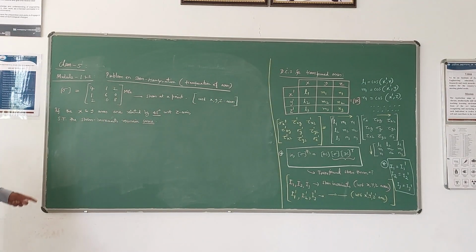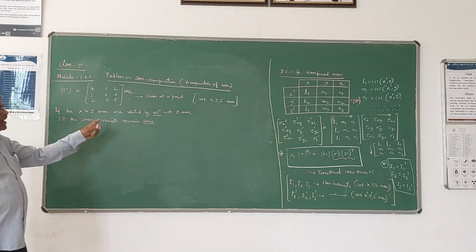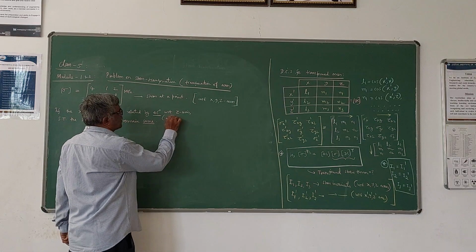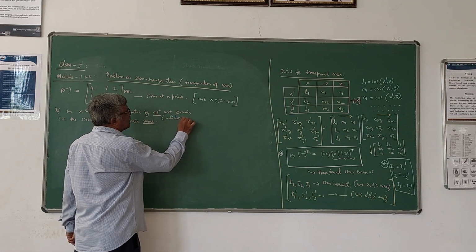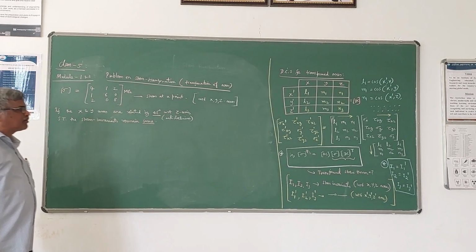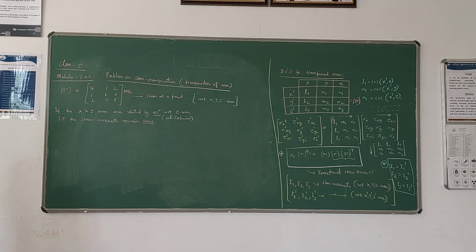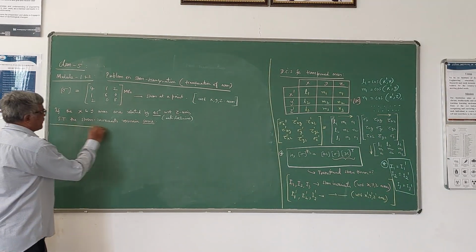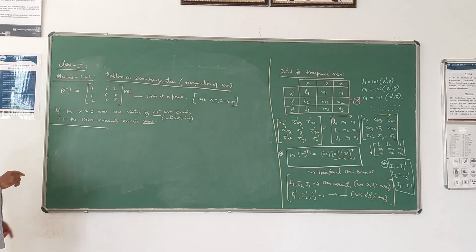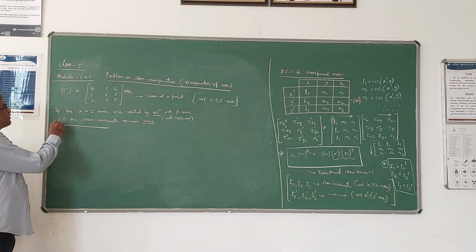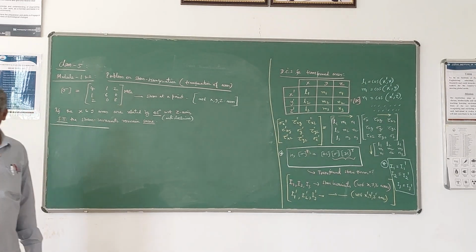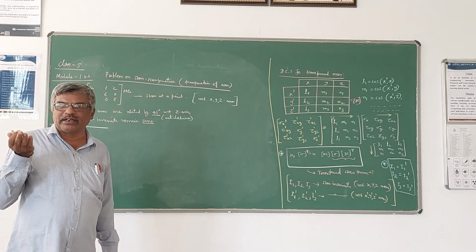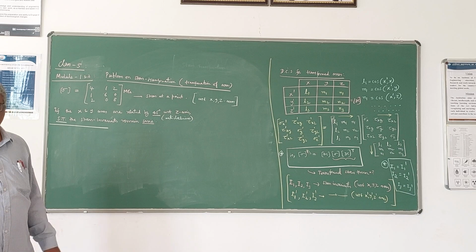Now he has asked: suppose the x and y axes are rotated by 45 degrees in the anti-clockwise direction. If they don't specify, you can take it as anti-clockwise because that is taken as positive. The rotation is with respect to the z axis, that means z and z dash coincide and remain the same. Show that the stress invariants remain the same. So we have to calculate I1, I2, I3 for the given stress tensor, then find I1 dash, I2 dash, I3 dash, and prove that they are the same.